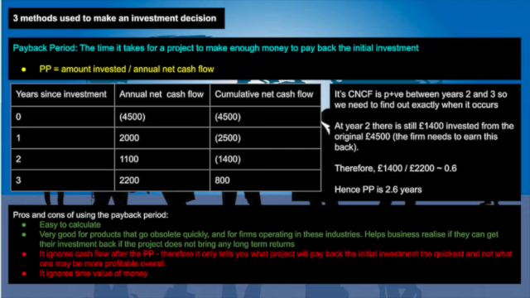The best way to remember this is: take the last negative amount divided by the next year's positive. So the last negative amount is 1,400, divided by next year's positive, which is 2,200. That's the best way to remember it.